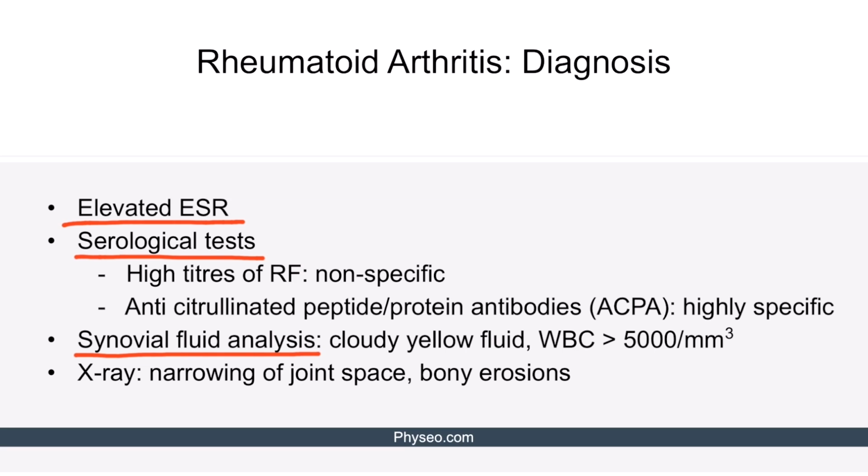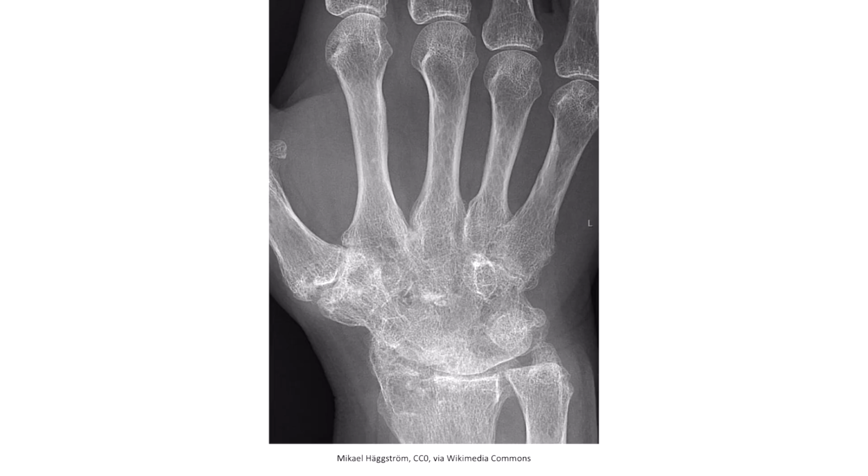Synovial fluid analysis shows cloudy yellow fluid and white blood cell count of over 5,000. This, however, can be nonspecific due to similar findings in gout, pseudogout, and Reiter syndrome. On X-ray, there is narrowing of the joint space along with bony erosions. On this X-ray, we can see joint space narrowing due to rheumatoid arthritis, specifically ankylosing fusion of the carpal bones.